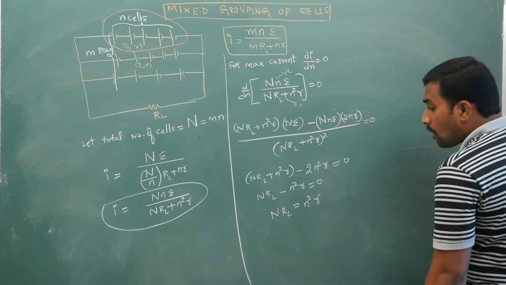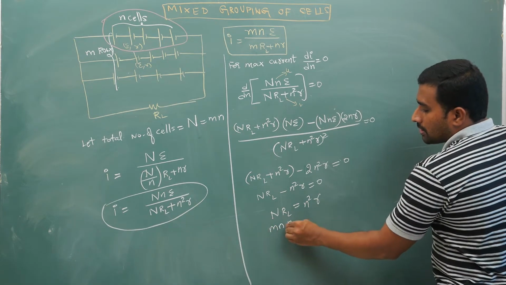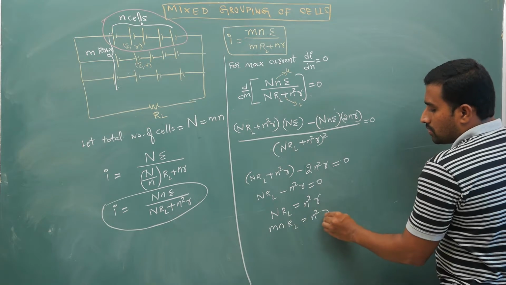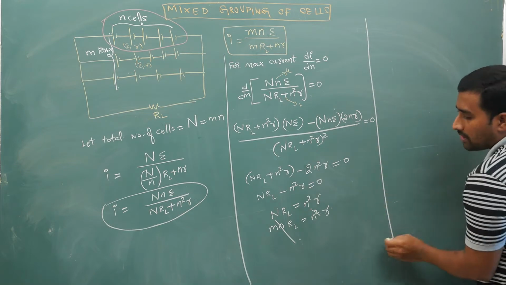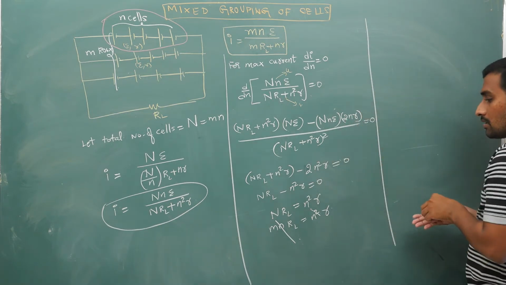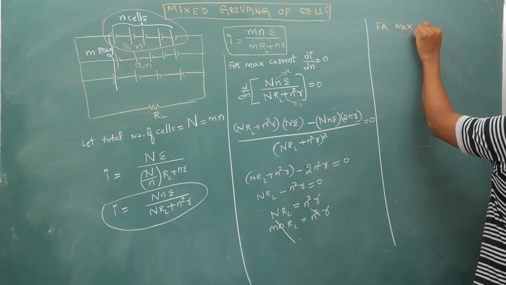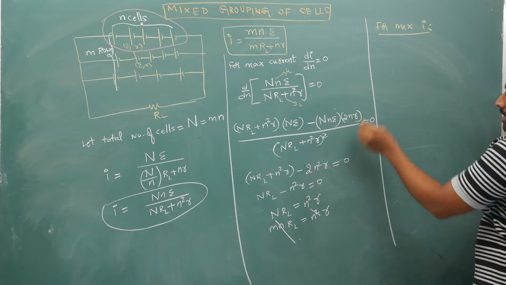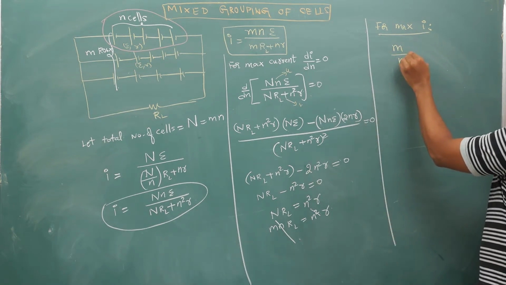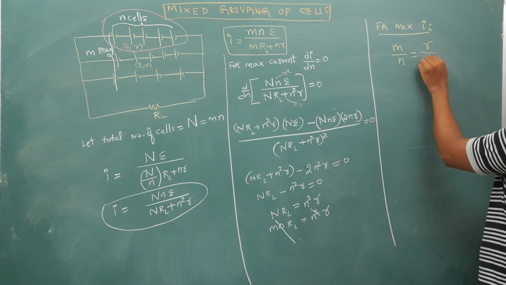Now what is N? Okay, M into N times R load is equal to N square into R. N will cancel off. So what you are going to get is, okay, for maximum current I, your M by N ratio is equal to small r by capital R.